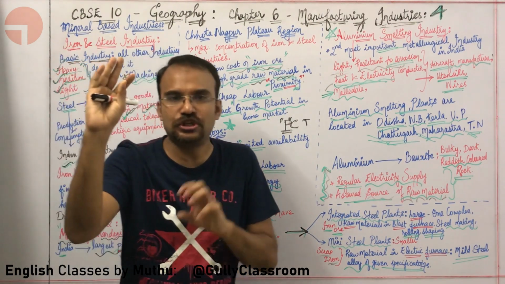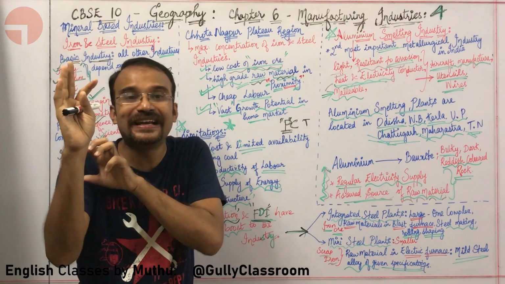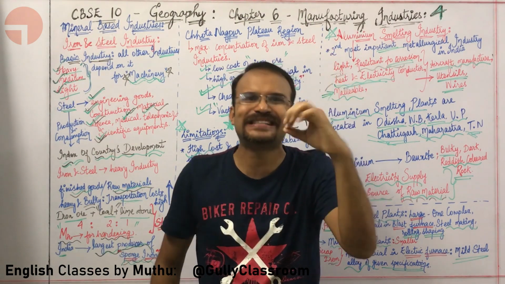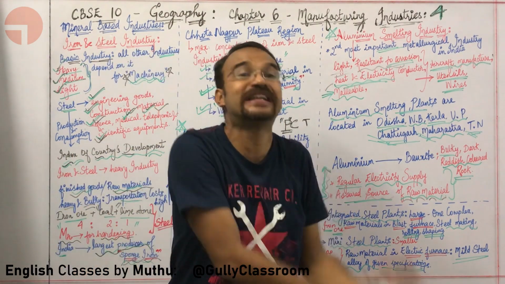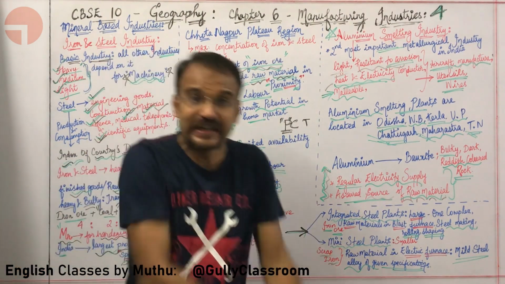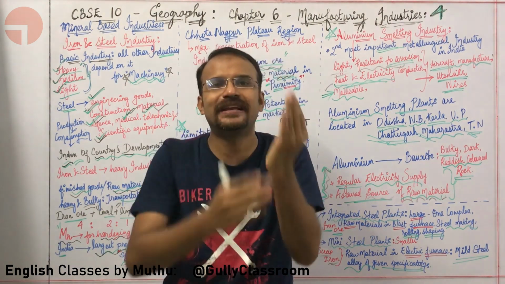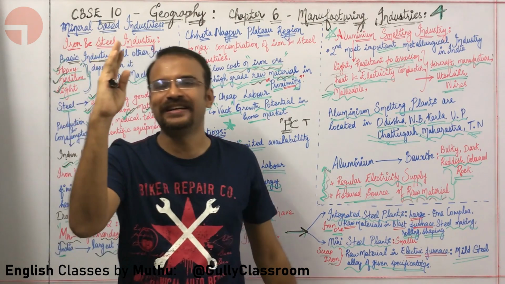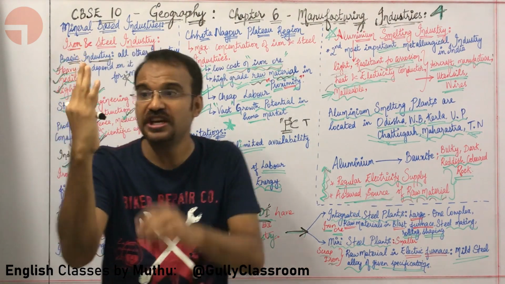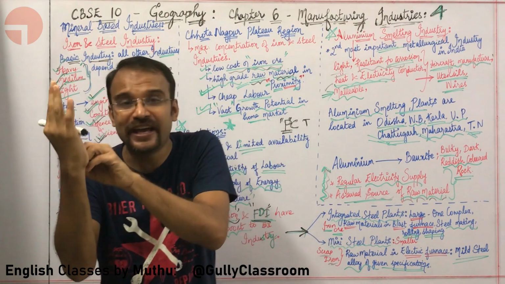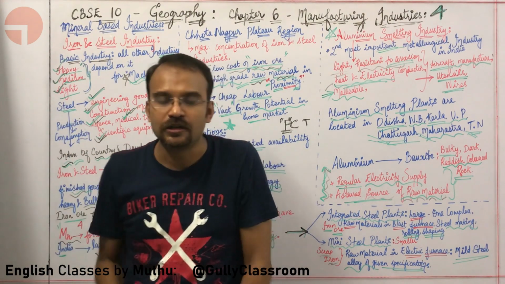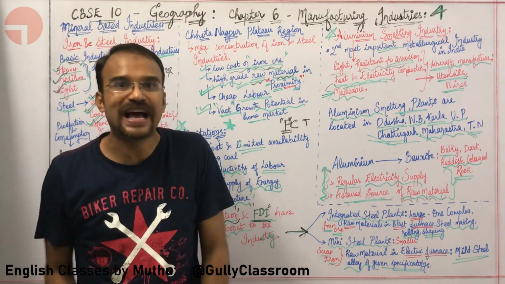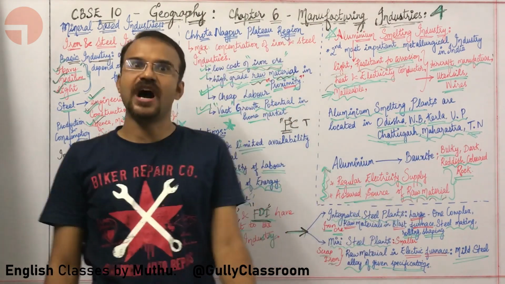The integrated iron and steel industry uses iron ore as the raw material. The mini steel industry uses scrap iron as the raw material, whatever iron you are throwing for recycling. In the integrated steel industry, the raw material iron ore is processed in a blast furnace. A blast furnace is a very, very large furnace.